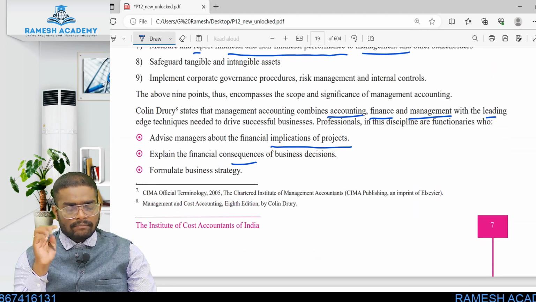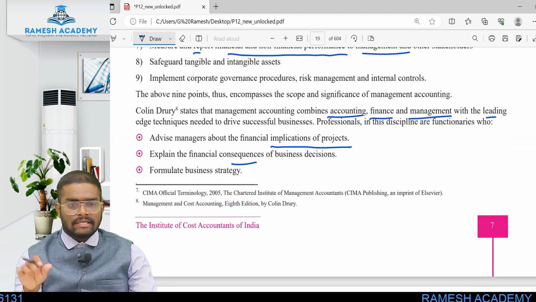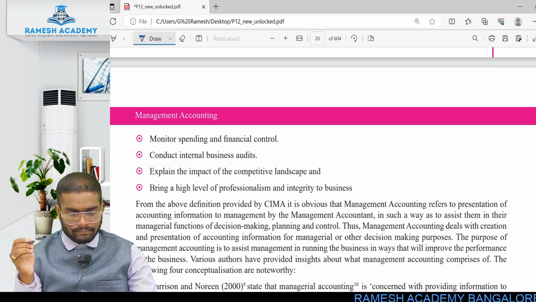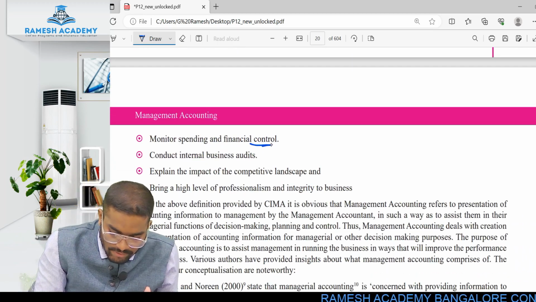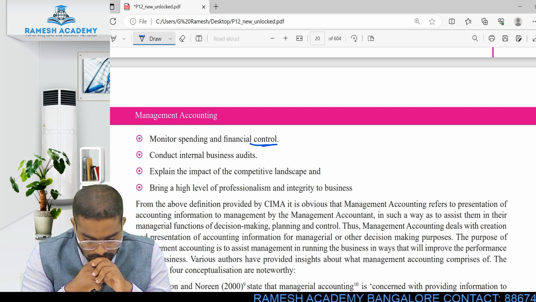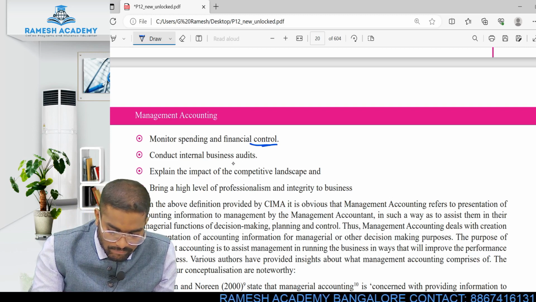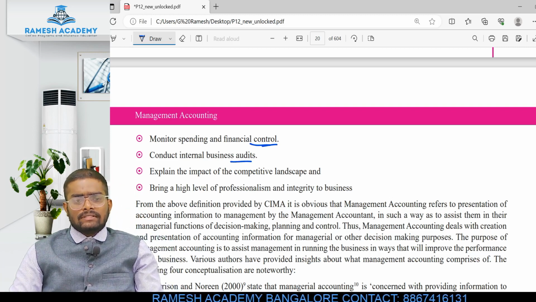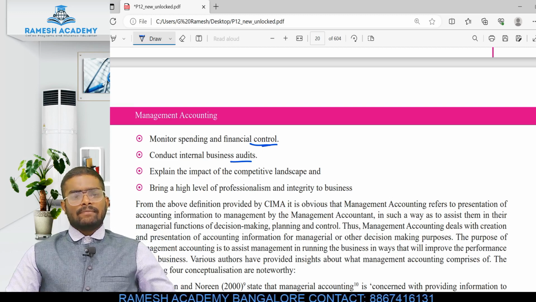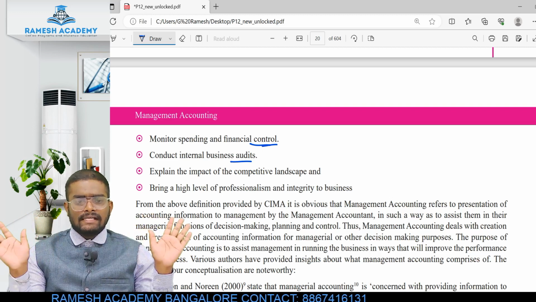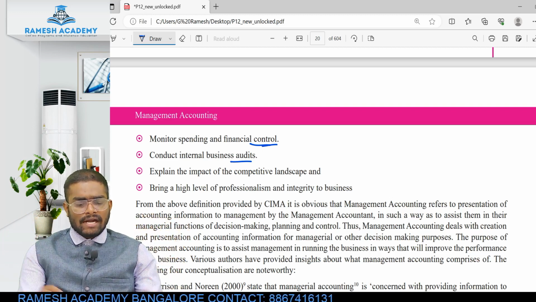So formulation of business strategy, which we have discussed earlier. So it will help us to make the business strategies. So control, we will be having better control and all those things. So audit. So conduct internal business audit. So audit is something which helps us to say that a particular business is running in a way as expected. There is no deviation. It is as per the laws and all those things.